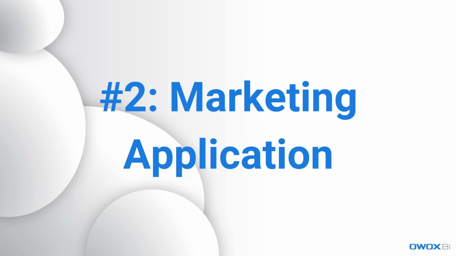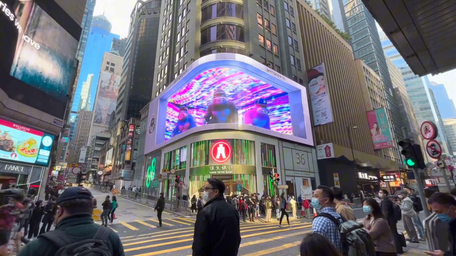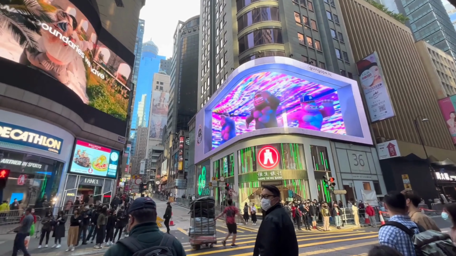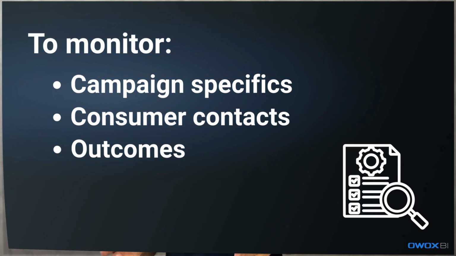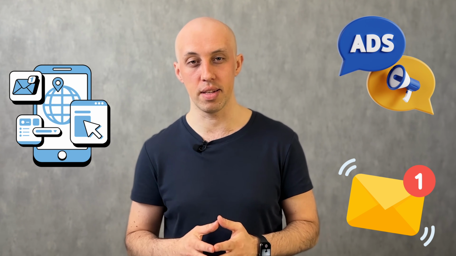Number 2, marketing application. Let us now consider a department of marketing. Imagine a digital marketing agency managing several advertising campaigns on several platforms. The team might have to monitor not only campaign specifics but also consumer contacts and outcomes from several outlets, including social media, email, and display ads.